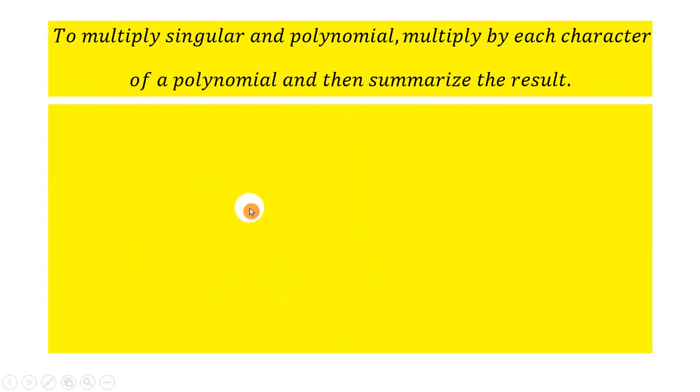How to multiply? Basically, to multiply a monomial and a polynomial, multiply by each term of the polynomial and then sum the results, or simplify the result.